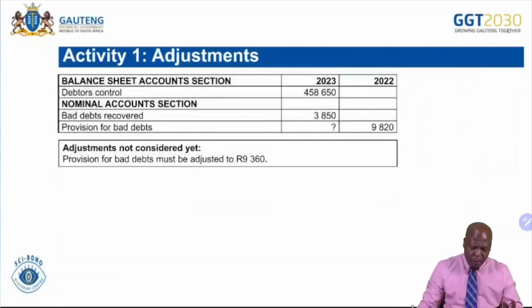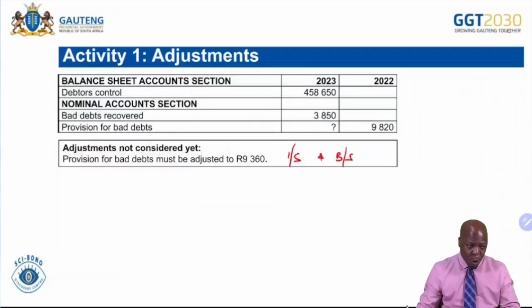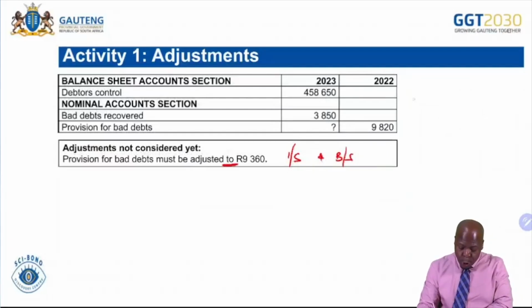And it reads, provision for bad debts must be adjusted to 9,360. So once we have such an adjustment, you have to understand again that we must record this adjustment in the income statement as well as in the balance sheet. So I would then say, if you have provision for bad debts which is being adjusted to your 2 goes to the balance sheet.